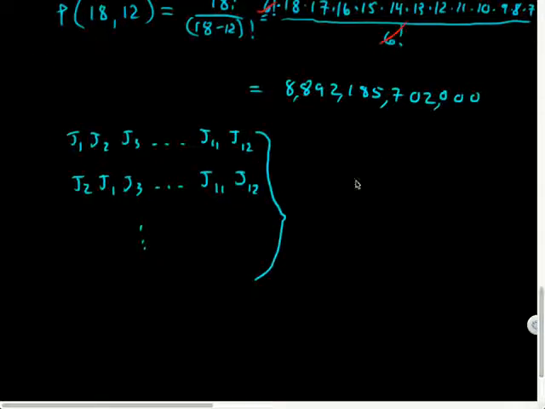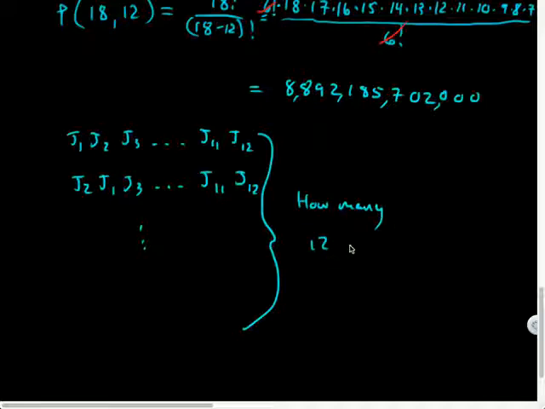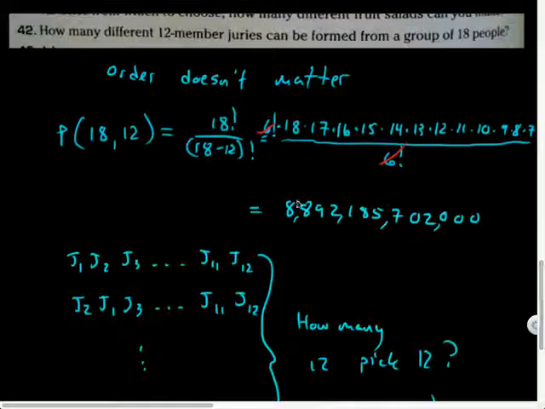Now, that was a sad-looking bracket. Right, how many ways can I arrange? How many 12-12 arrangements? So that would just be P(12, 12) or 12 factorial, right? So that means this number is bigger by a factor of 12 factorial. So I'd actually have to divide it through by 12 factorial.